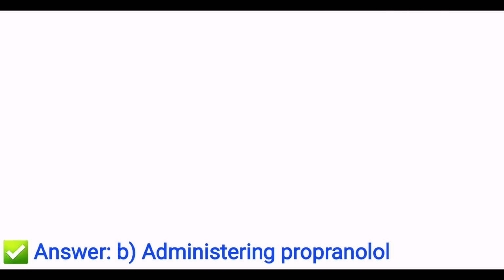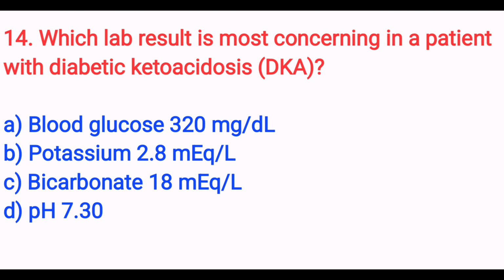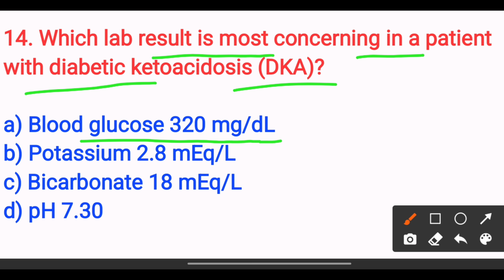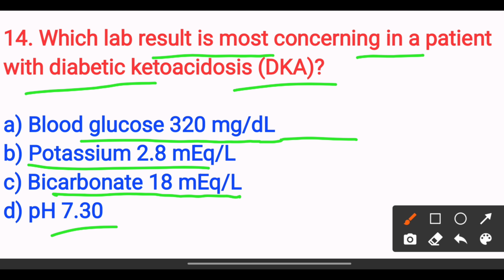Next, which lab result is most concerning in a patient with diabetic ketoacidosis? Option A, blood glucose level is 320 mg per dL. Option B, potassium is 2.8. Option C, bicarbonate 18. Option D, pH 7.30. The answer is option B, potassium 2.8.